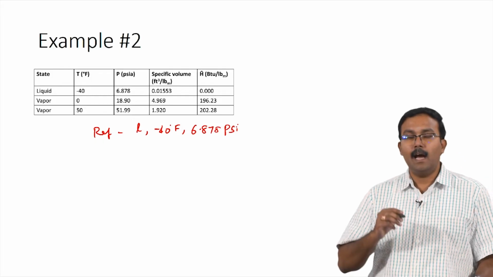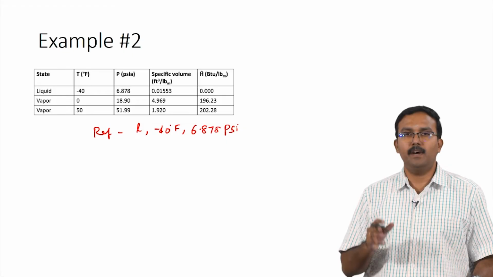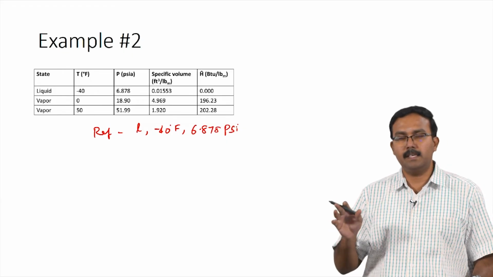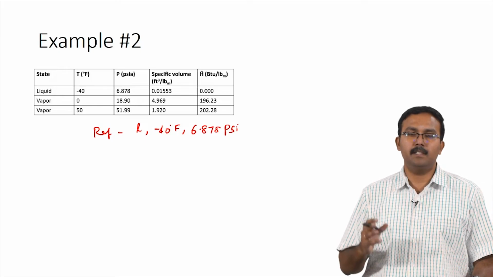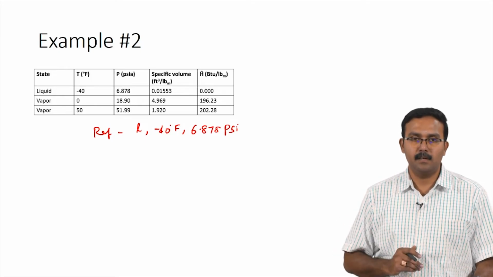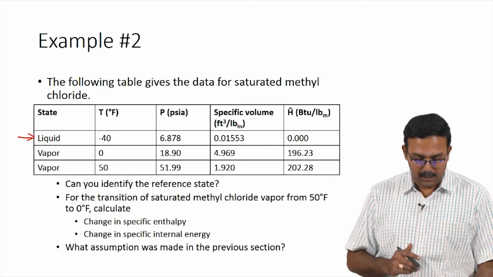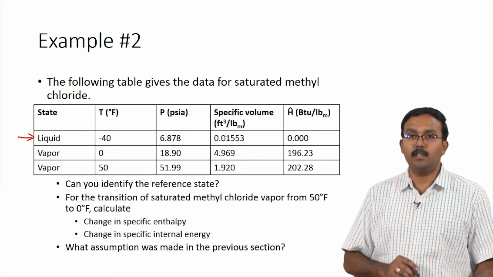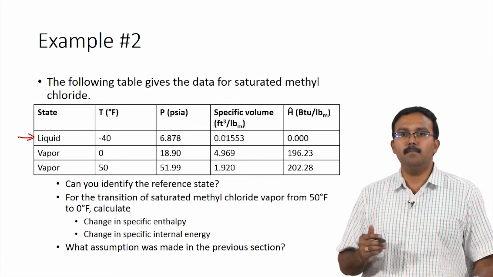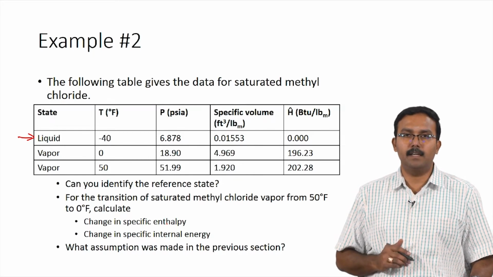I would have mentioned the state, temperature and pressure to define the position of a state of the system. This gives you the complete definition of the state in which the system can exist. Now, moving on to the second part of the problem, we have been asked to calculate the change in specific enthalpy for the transition of saturated methyl chloride vapor from 50 degrees Fahrenheit to 0 degrees Fahrenheit.